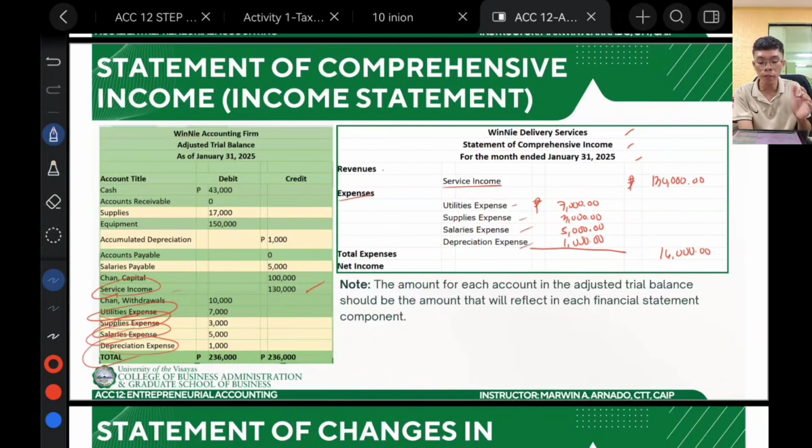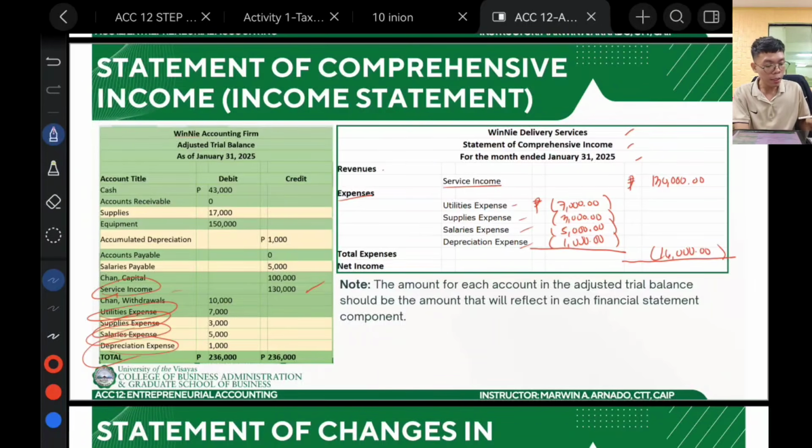And by the way, class, before I forget, when you are going to write your expenses, there must be an open and close parenthesis. Sir, why do we need to put open and close parenthesis? Because in accounting, the open and close parenthesis represents subtraction or deduction. Because expenses is a deduction to your income, that is why we put open and close parenthesis for our expenses.